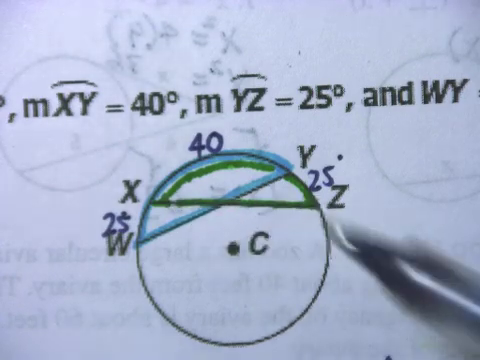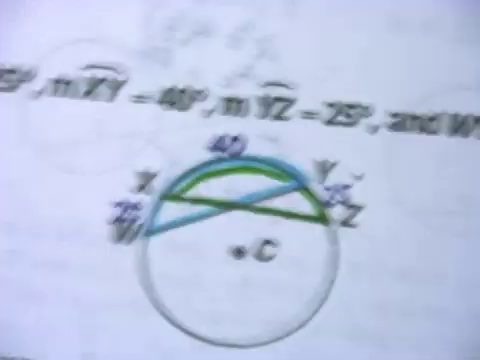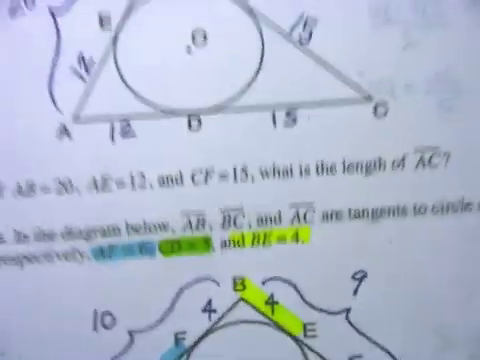And here, in this question, they tell you that WY is 24 centimeters. Well, if WY is 24 centimeters, then XZ is also going to be what? 24 centimeters. So that would be choice B.